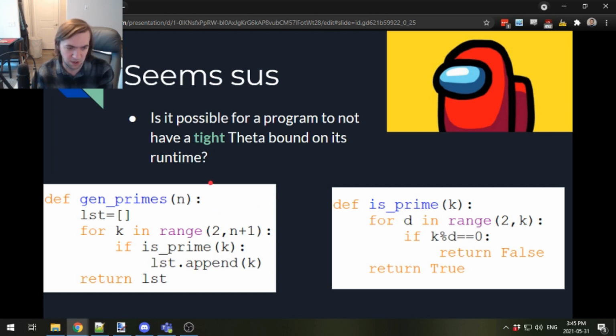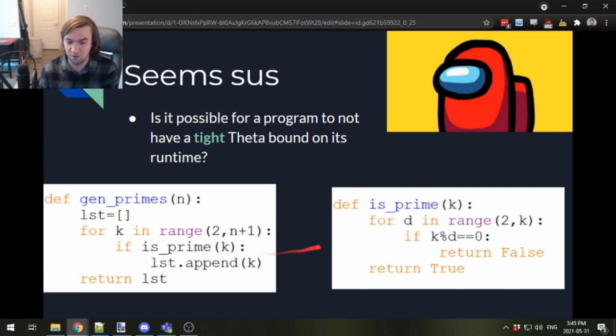Here's our code, and what this code is going to do is generate a list of primes for us up to n. And so the way we do it is we start with our list that doesn't have any primes in it right away. We start from 2 and we're going up to n inclusive. If k is a prime, then we add it to our list. Then we return the list at the end. So we're adding all of the primes that are equal to or less than n.